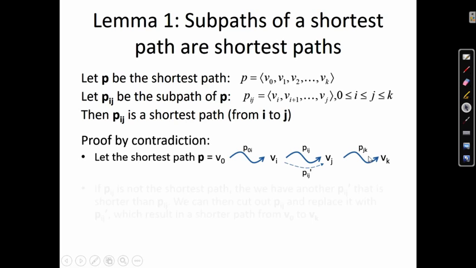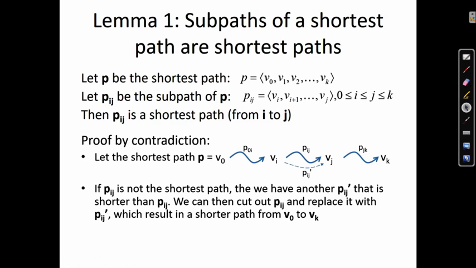Now assume that Pij is not the shortest path. Pij is a subpath, so contradiction means that the subpath of the shortest path is not a shortest path. Proof by contradiction. So if Pij is not the shortest path, then there must be some shortest path from Vi to Vj. If there is a path, there must be a shortest path. So let's say this shortest path is Pij prime.